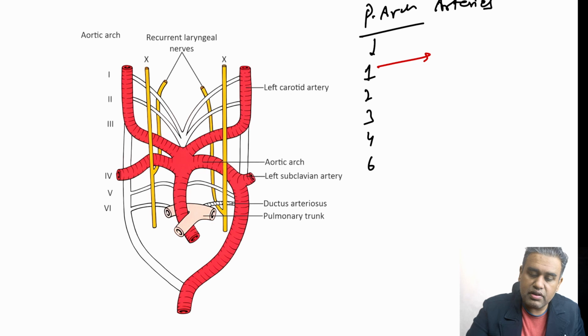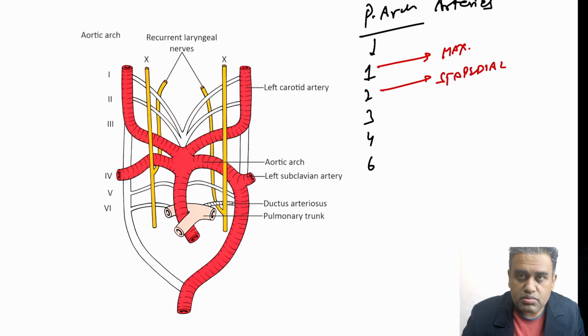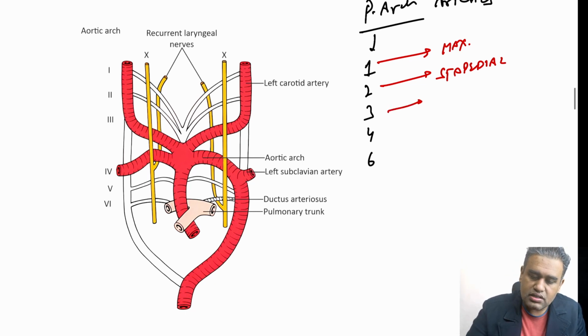Like for the first arch, we have part of the maxillary artery. Second arch, here we have the stapedial artery. The mnemonic I used to learn for myself is "First, make small steps." So first, make is maxillary, small s; second, steps is stapedial. Third arch, the third letter in English ABC is C, so C for carotids.